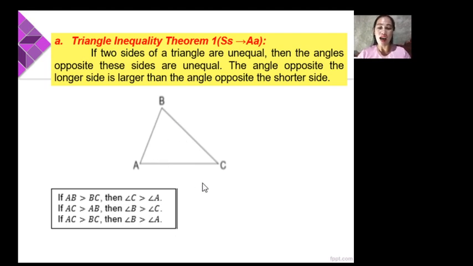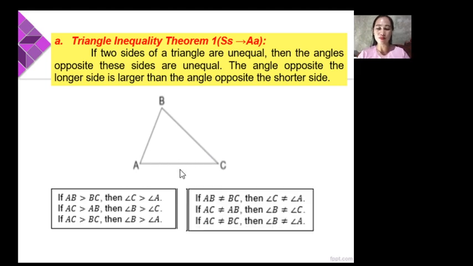Before we proceed, class, I want you to know that the angle opposite to side AB is angle C, and the angle opposite to side AC is angle B. And the angle opposite to side BC is angle A. Next, if side AB is not equal to side BC, then angle C is not equal to angle A. If side AC is not equal to side AB, then angle B is not equal to angle C. If side AC is not equal to side BC, then angle B is not equal to angle A.